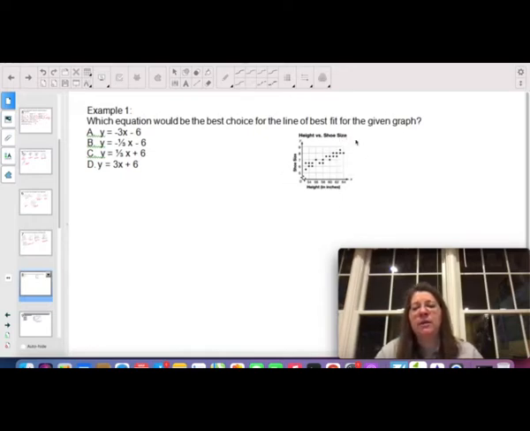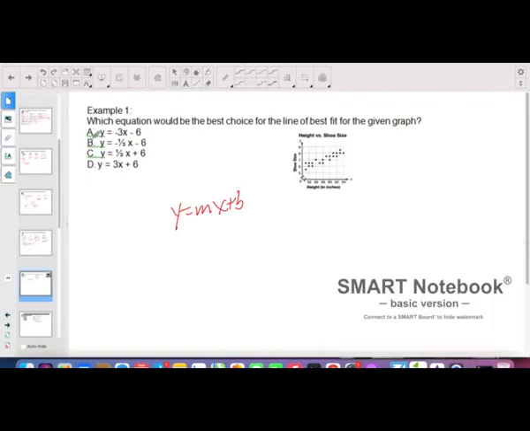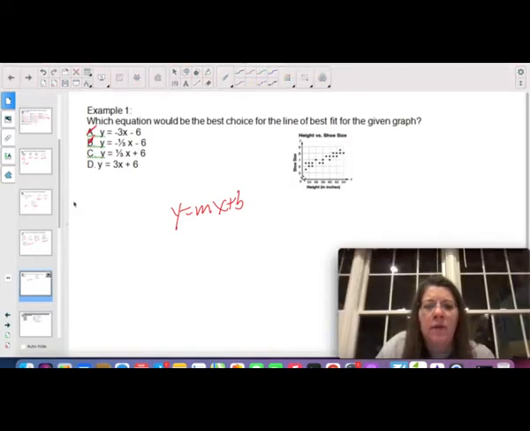Now for this one, I can tell that that is going to be a pretty strong positive correlation. Okay, so that's going to be a linear equation with a positive slope. So if we're talking about y equals mx plus b, then don't we know that our slope has to be positive? So anything over here that has a negative slope we can throw out. Well, we can throw out a and we can throw out b. So we know that it's got to be one of these.